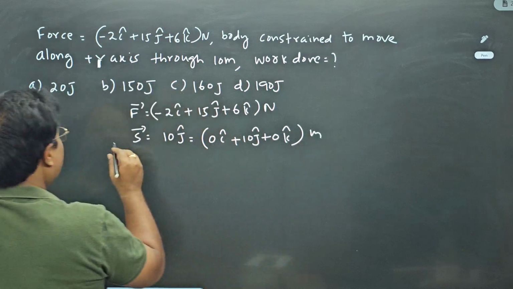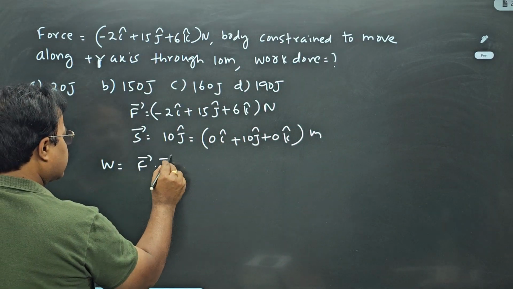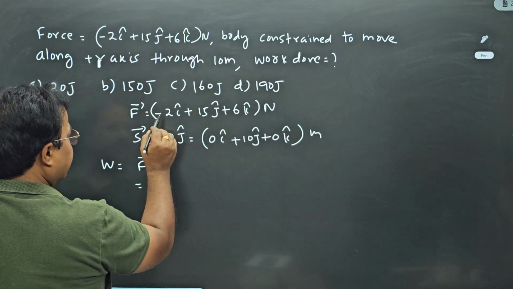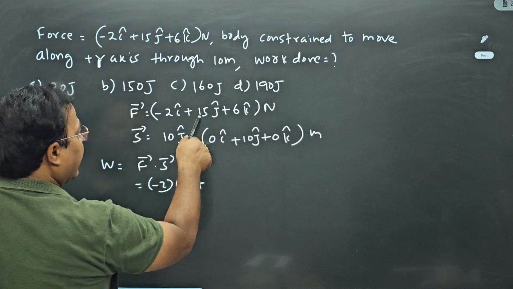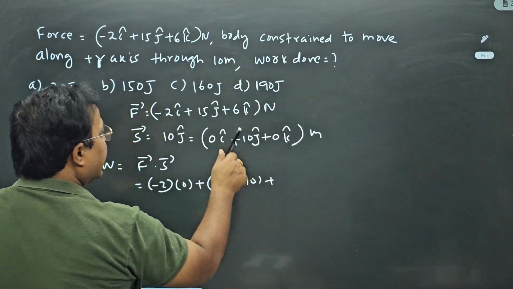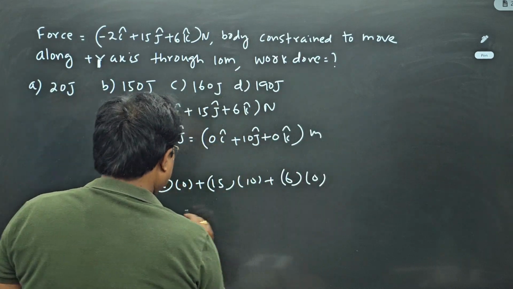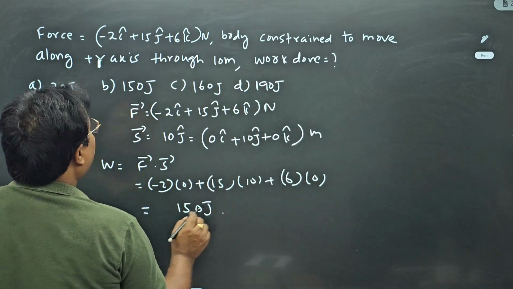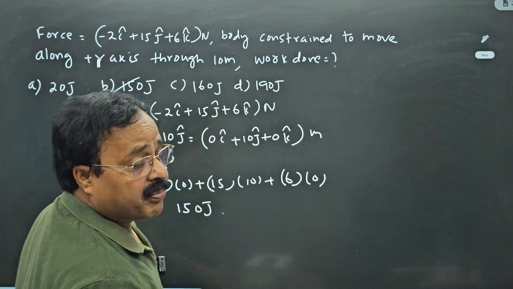Okay, my dear students, what is work done? As I had explained you, work done is the dot product of force and displacement. Ax bx, minus 2 into 0, plus ay by, 15 into 10, plus az bz. Az is 6, bz is 0. Then if you multiply, 15 into 10 is equal to 150 joule. What is our answer? Our answer is 150 joule.